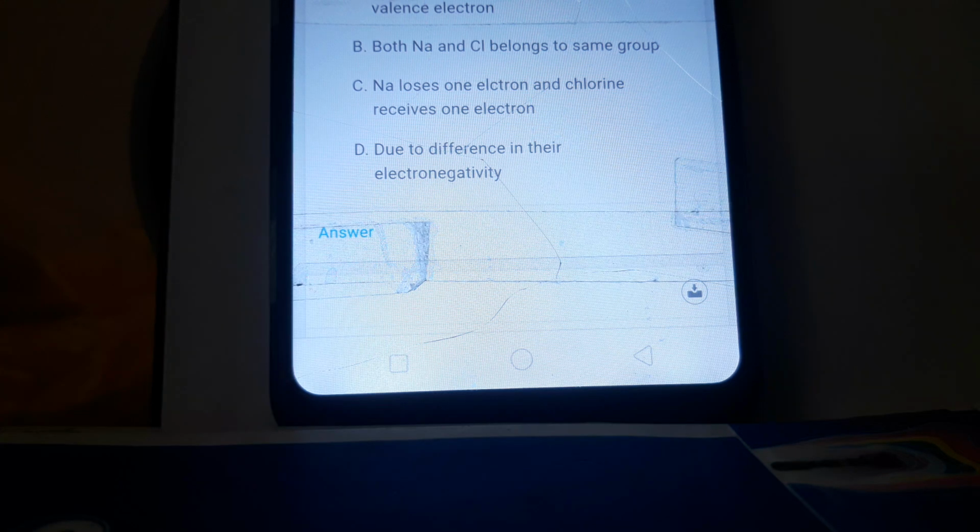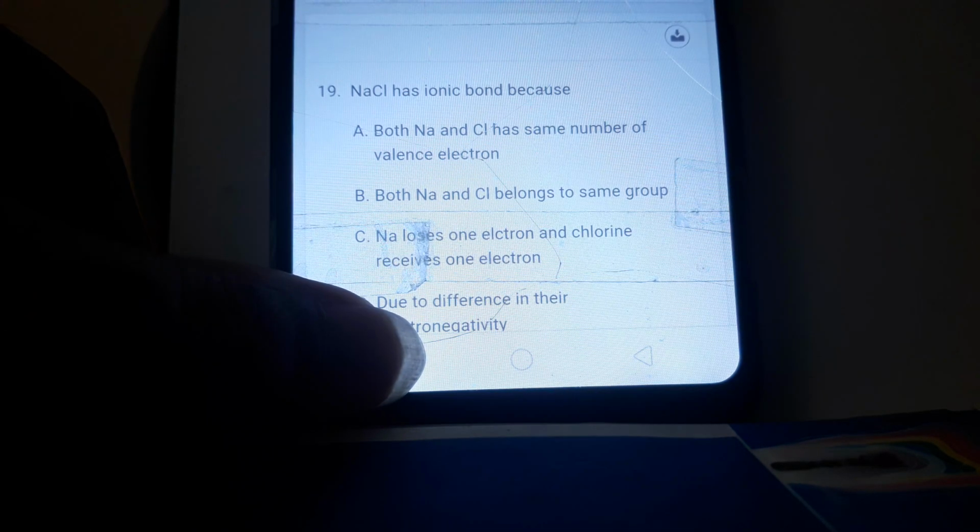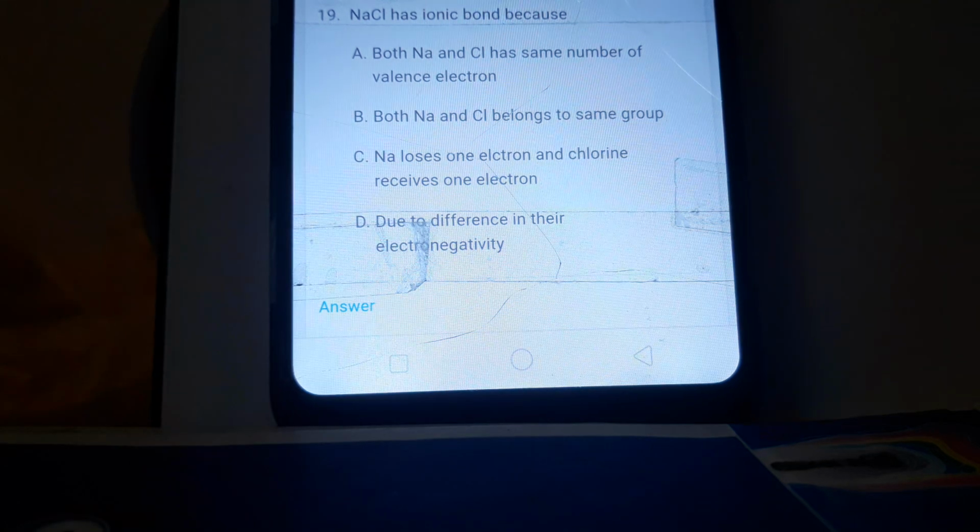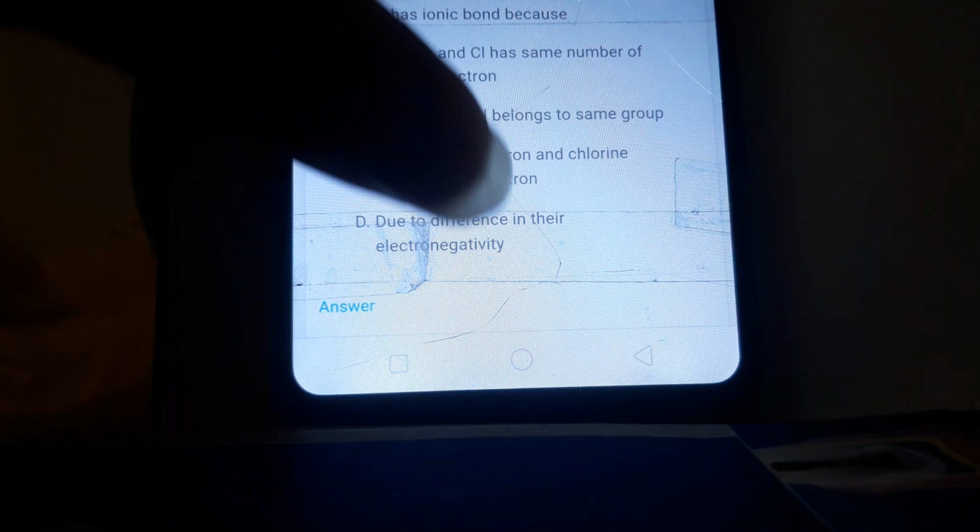Next question is the 19th question. Sodium chloride has an ionic bond because both sodium and chlorine have the same number of valence electrons, and sodium and chlorine belong to the same group, and sodium loses 1 electron and chlorine receives 1 electron due to a difference in electronegativity.